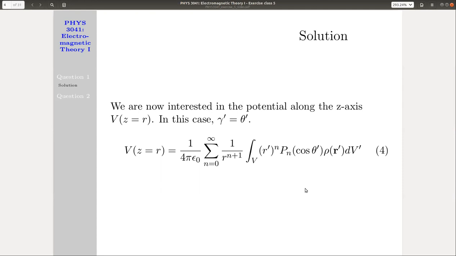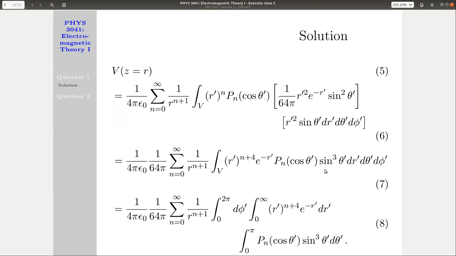But in the question, I only ask you to compute the potential along the z-axis. And in this case, the polar angle will be exactly equal to the gamma prime, and then you can simply replace the gamma prime with the theta prime here. So the derivation is very straightforward.